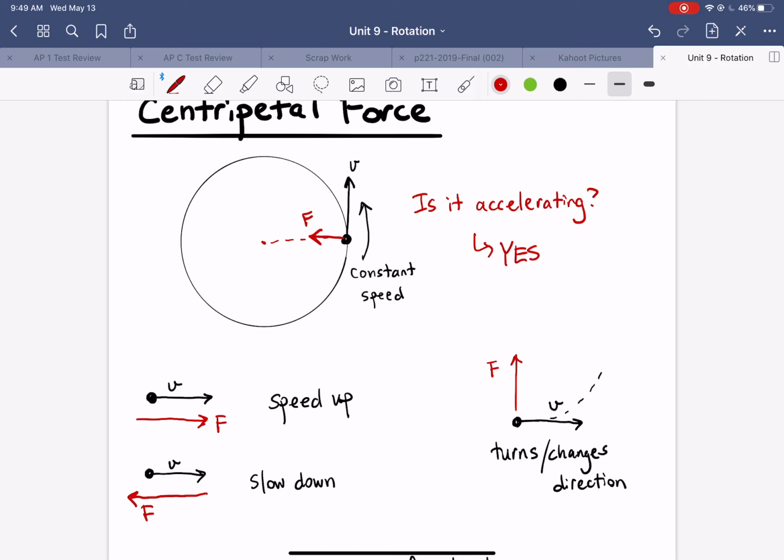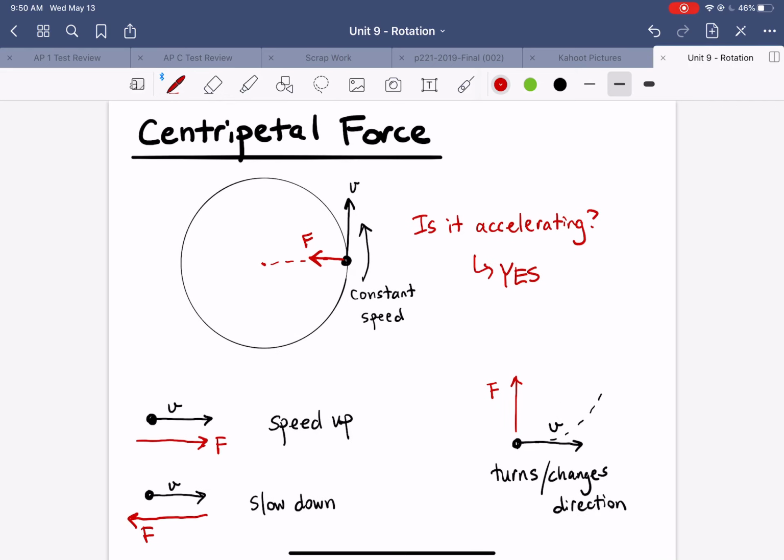So the force is always going to point towards the center of the circle. And that's why we give it this name that's written up at the top, centripetal force. Centripetal means center seeking. So if you just remember that, the word centripetal sort of has the word center in it. It means center seeking, so that means the force is always pointing towards the center.